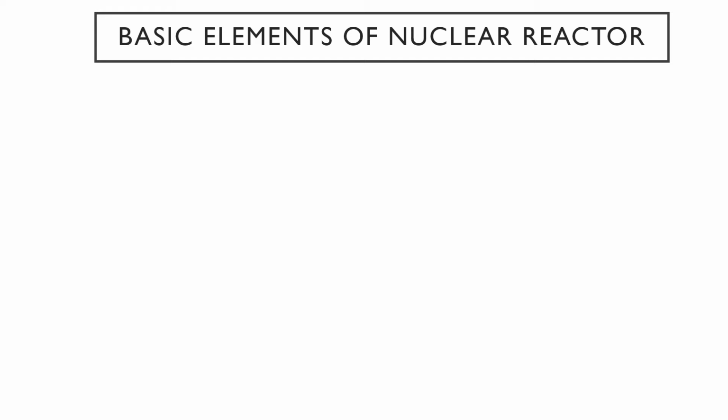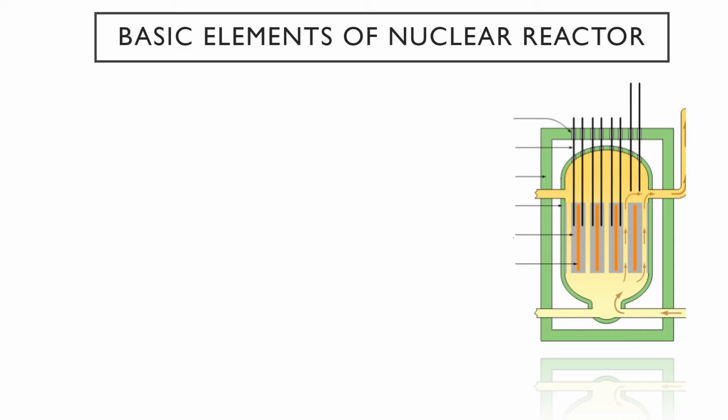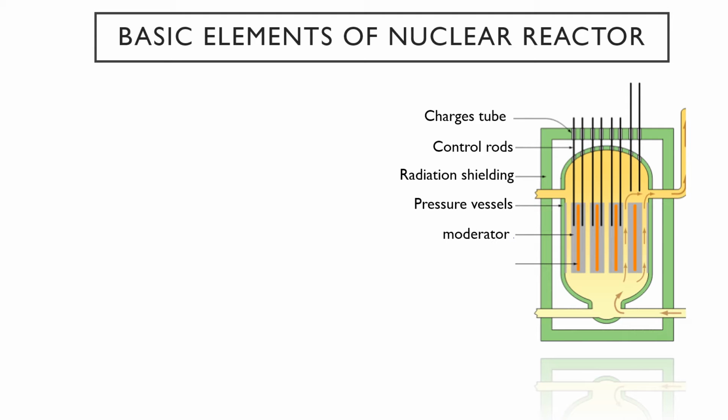And now we're going to look at the basic element in nuclear reactor. As you can see in this figure, this is the charge tube, this is control rod, radiation shielding, pressure vessels, this is a moderator, and the last one is the fuel rod.